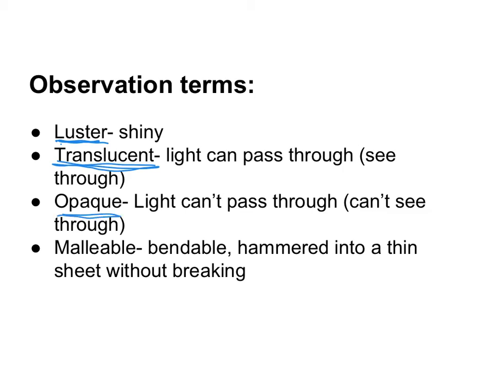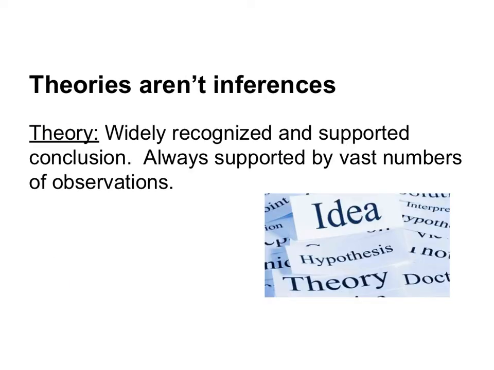Opaque would be the opposite of that. Opaque is going to be something that light can't pass through. So if you can't see through it, then that is opaque. For example, water is translucent, whereas milk is opaque. And then we have malleable. So malleability is how bendable something is, or if it can be hammered into a sheet without breaking. Really, we see this a lot with metals in particular. So malleable is another really good descriptive term that we see.